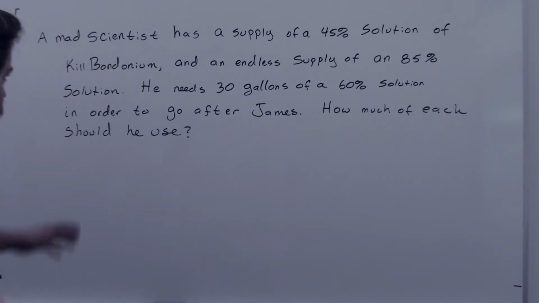So here we go. It's kind of a silly one, but a mad scientist has a supply of a 45% solution of kilbondonium and an endless supply of an 85% solution. He needs 30 gallons of a 60% solution in order to go after James. How much of each should he use?